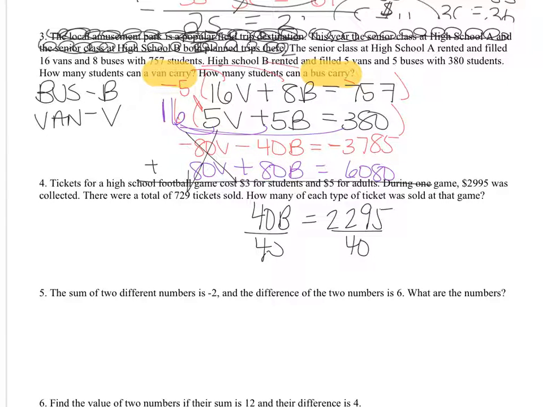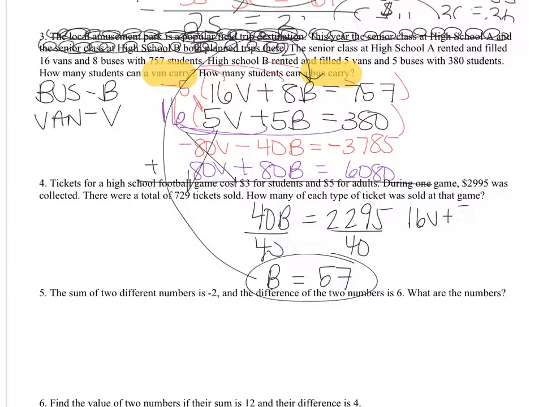I get 57.375, so I'm just going to round because I can't have 0.375 of a person. So I get 57.375, that's closest to 57. So a bus can hold 57 students. So now I'm going to plug it in to find V.